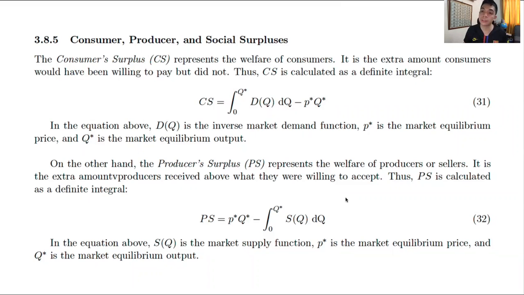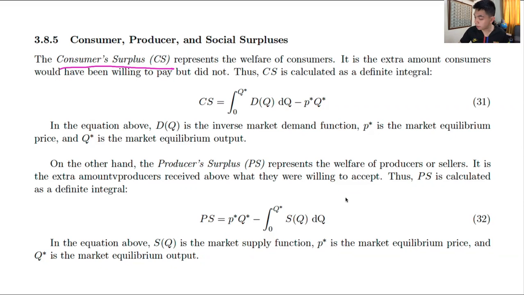So we're going to try to understand them now using an integral. Let's go through these concepts one by one. Consumer surplus represents the welfare of consumers, as the name implies, and it's the extra amount that consumers would have been willing to pay but did not, because they ended up paying an equilibrium price.